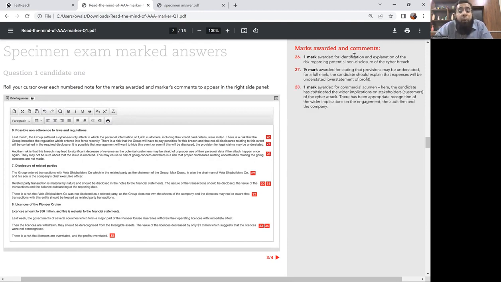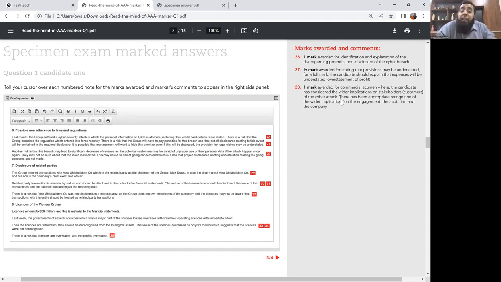Okay. 1 mark awarded for identification and explanation of risk relating to non-disclosure of cybersecurity. Half mark for stating provisions may be understated. A full mark would be awarded if the candidate would have explained that expenses will be understated, if the provision is made or if it is wrongly estimated, if you would have explained that well. 1 mark awarded for commercial acumen. The candidate has considered the wider implication on stakeholders of the cybersecurity. This has been appropriate recognition of wider implication on the engagement, the audit firm, and the company.